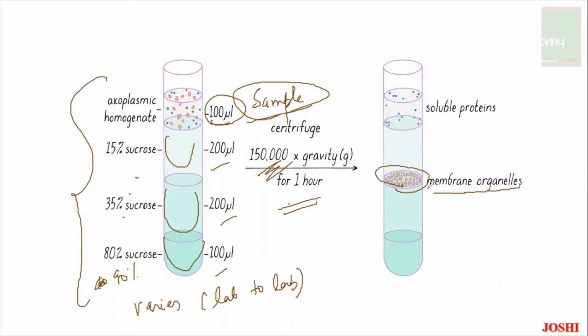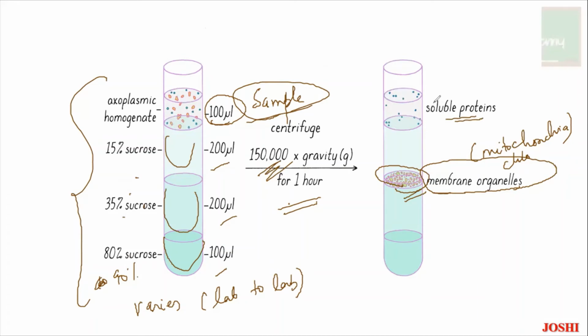So it means that the membrane organelles like mitochondria, and different organelles like chloroplast, if suppose it's a plant sample, or what else is there? Peroxisomes are there, vacuoles are there. It means they are getting concentrated over here because their density matches the density of the sucrose over here. Clear? And only the soluble proteins are present at the top.